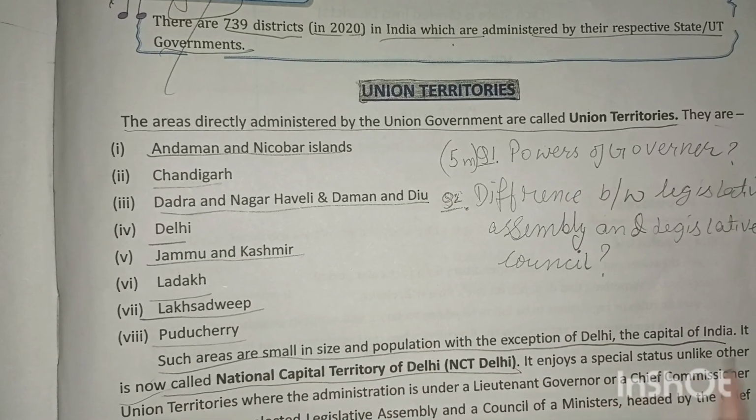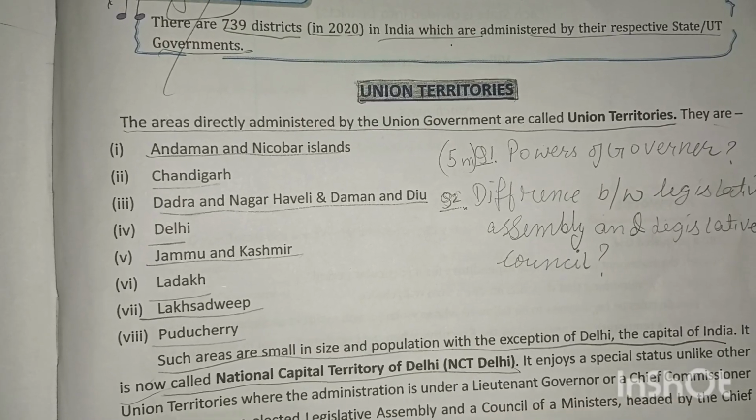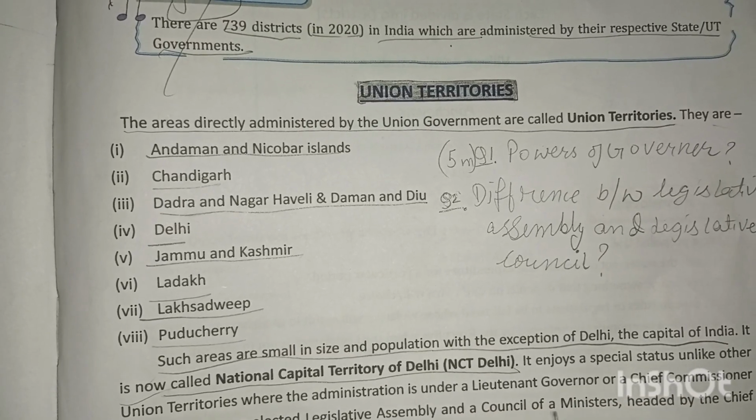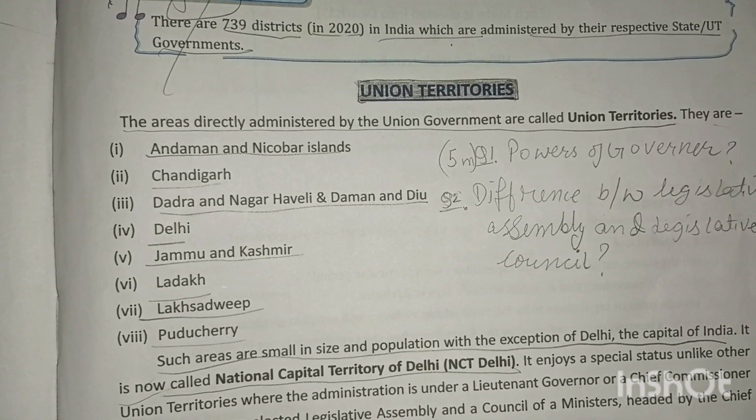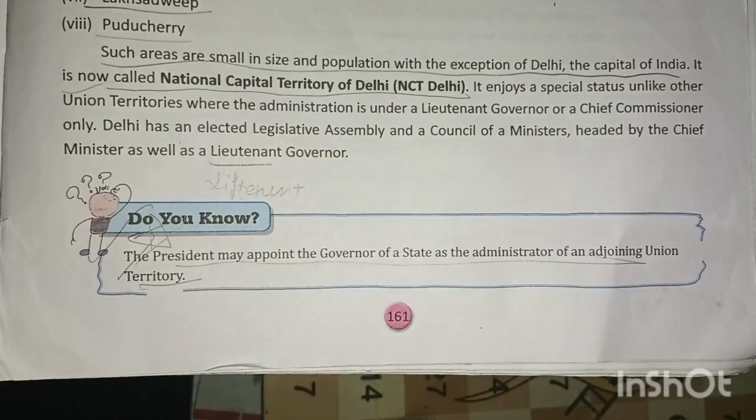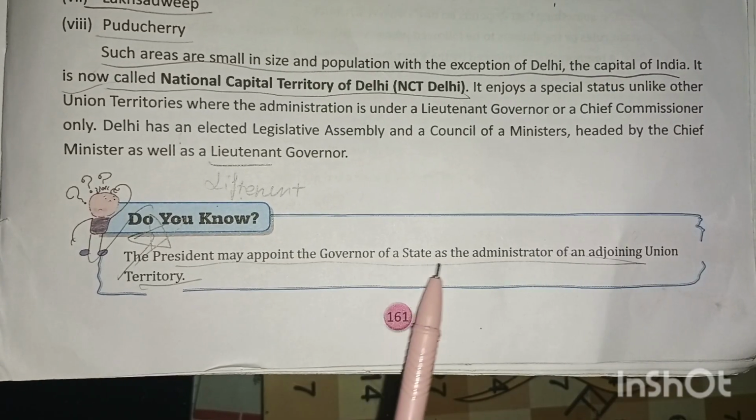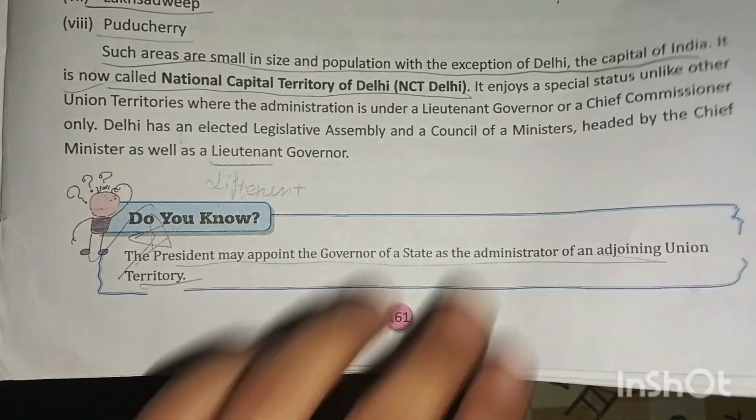It enjoys a special status unlike other union territories where the administration is under a lieutenant governor or a chief commissioner only. Delhi has an elected legislative assembly and a council of ministers headed by the chief minister, as well as a lieutenant governor. Do you know? The president may appoint the governor of a state as the administrator of an adjoining union territory.